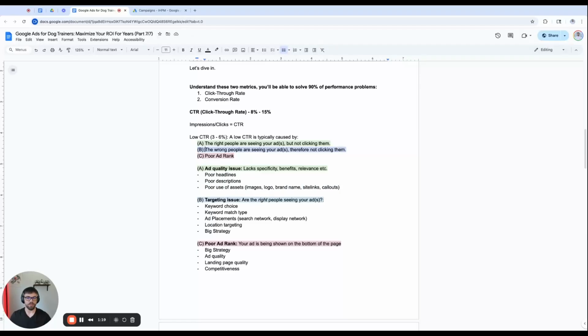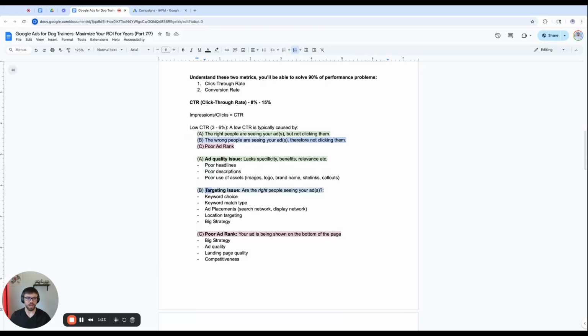Reason B, the wrong people are seeing your ad, therefore not clicking on them. And in that case, you would have a targeting issue, right? That could be caused by a poor keyword choice. That could be caused by a poor keyword match type. That could be caused by ad placements like the search network and display network, where you're going to get a lot of low quality traffic, low intent traffic. Targeting, right? It could be a location targeting issue. It could be your bid strategy, right?